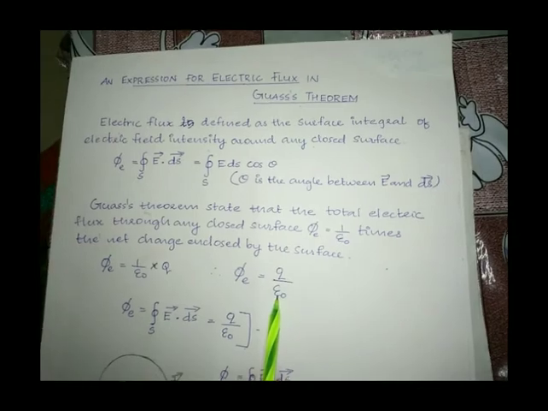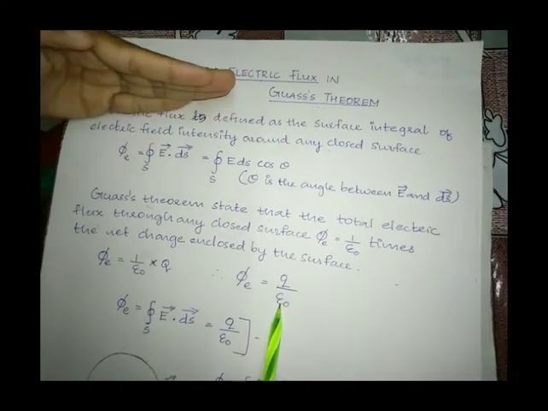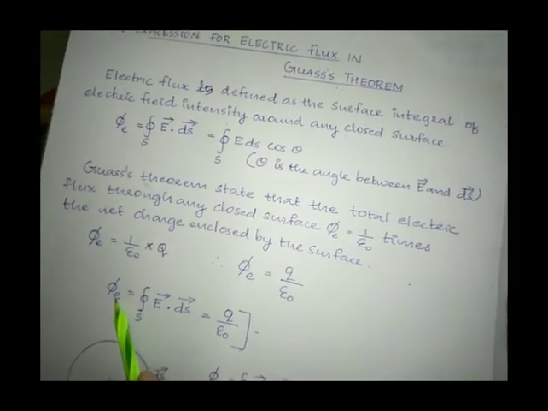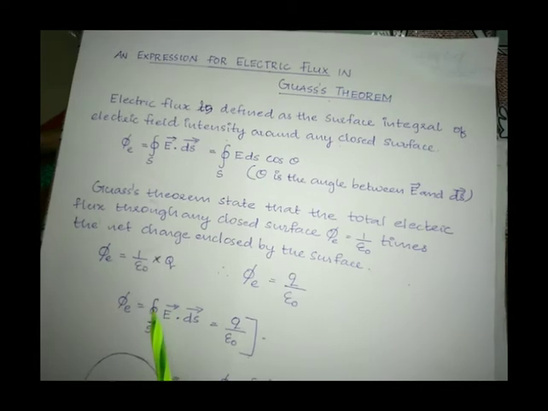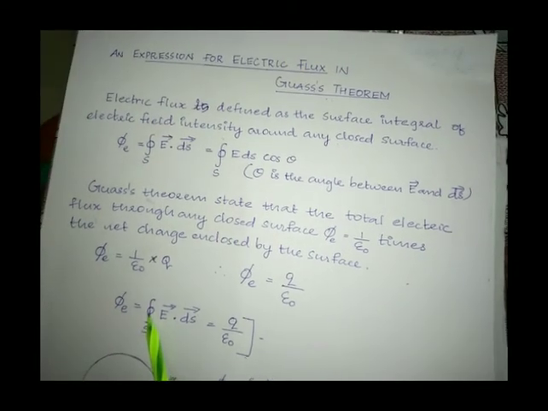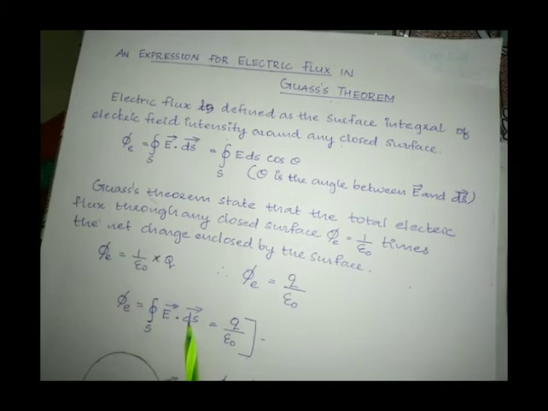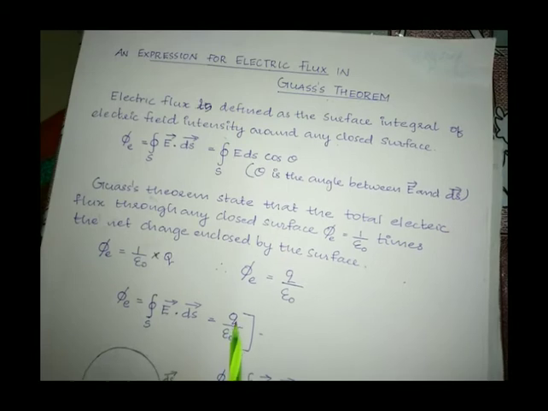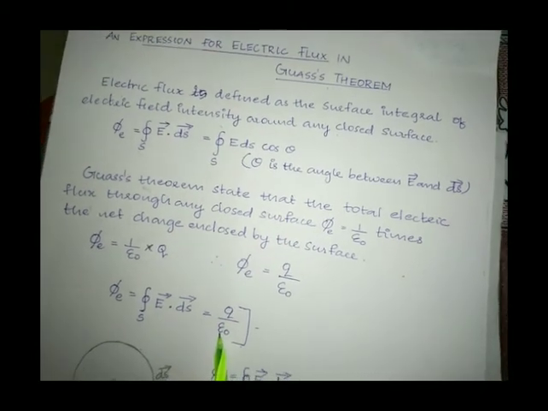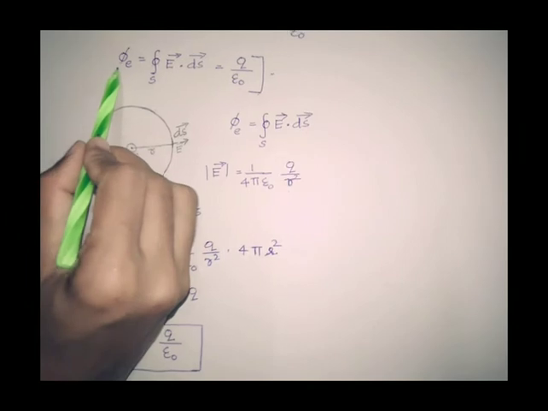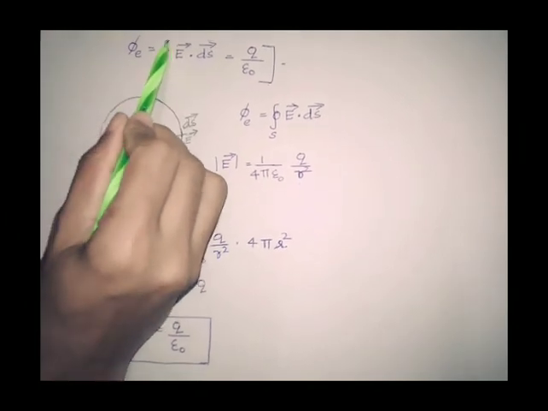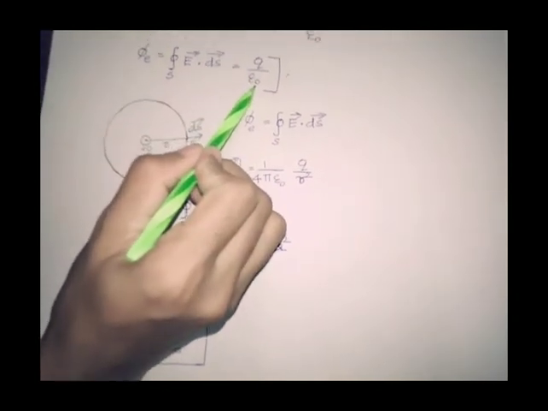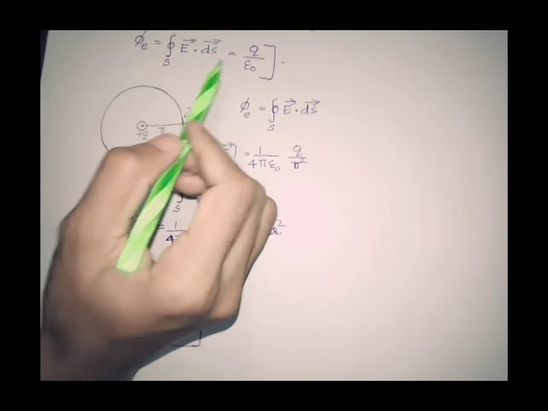So we get both equations, from electric flux and from Gauss's theorem: electric flux phi is equal to the closed integral of E vector dot ds, where E is the electric field intensity and the integral is over the surface, which is equal to Q by epsilon 0. So shall we explain it graphically?